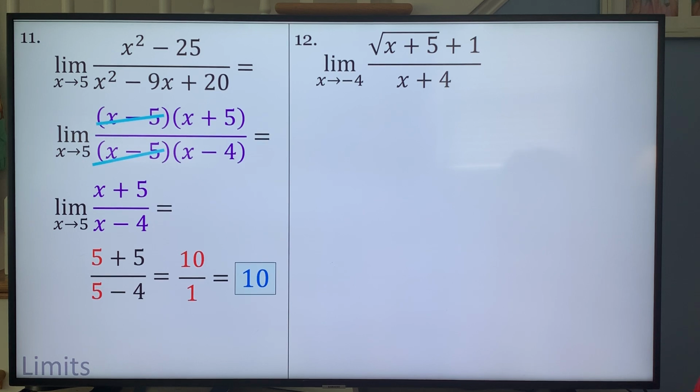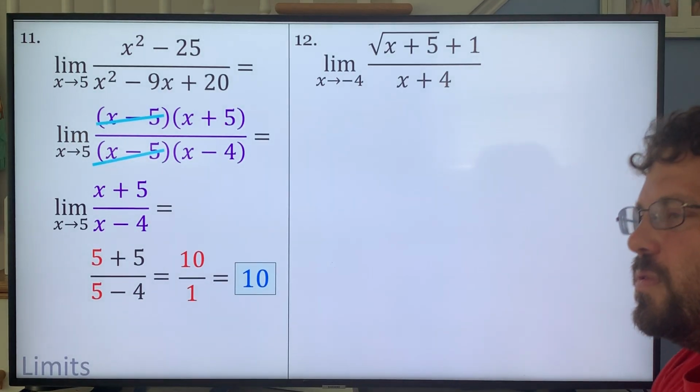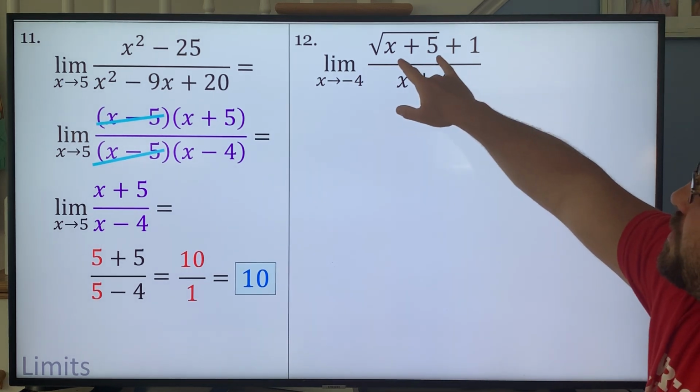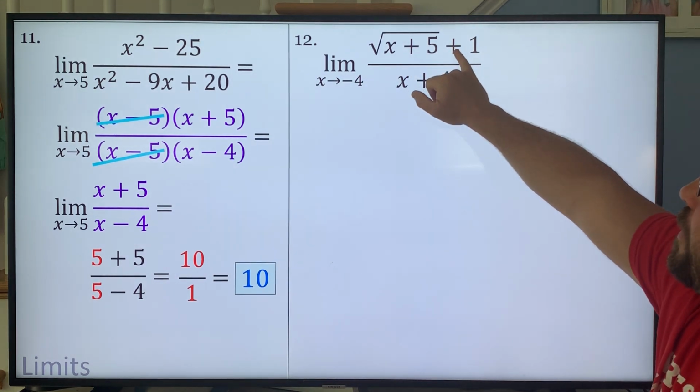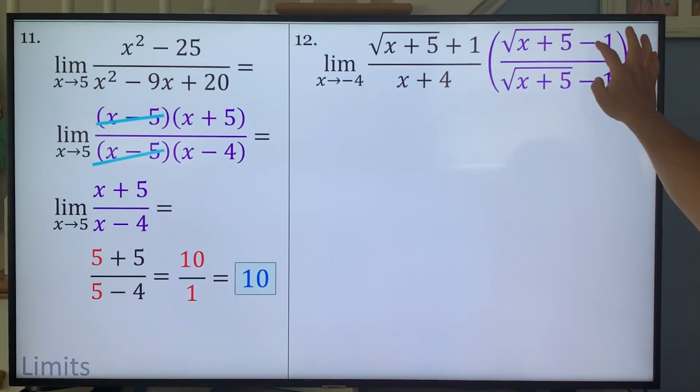Remember any of these? Radical of x plus 5 plus 1 over x plus 4. How do we reduce these? Let's see who remembers. You multiply by the conjugate. Remember what a conjugate is? Radical x plus 5 minus 1. So you just multiply this by 1.